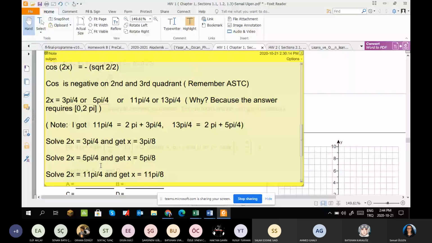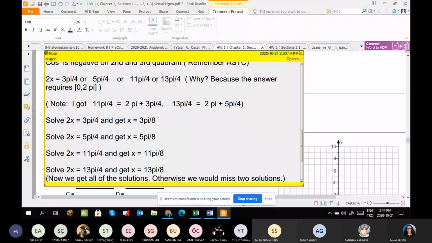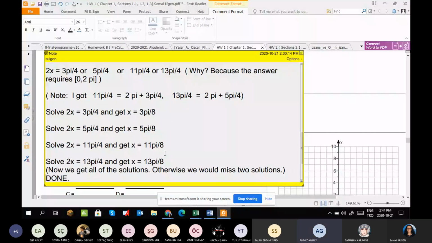From this one, we get x is equal to 5 pi over 8, excuse me. And then 2x is equal to 11 pi over 4, we get x is equal to 11 pi over 8. And then the last one, 2x is equal to 13 pi over 4. From this one, we get x is equal to 13 pi over 8. So we got 4 answers, and all of these guys are between 0 to 2 pi.